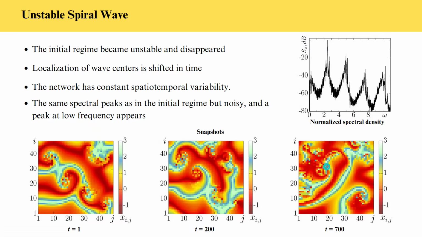This regime is widespread, especially when the frequency omega is far from the spectral peak maxima and the amplitude is very low. The network exhibits continuous changes in spatiotemporal patterns, making it the most dynamic and unstable region on the map. And we get a noisy but similar in structure normalized spectral density with a peak at a low frequency.